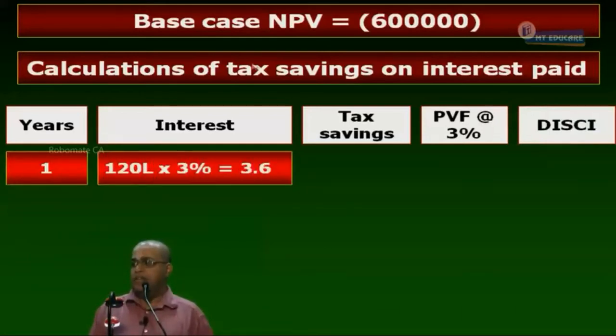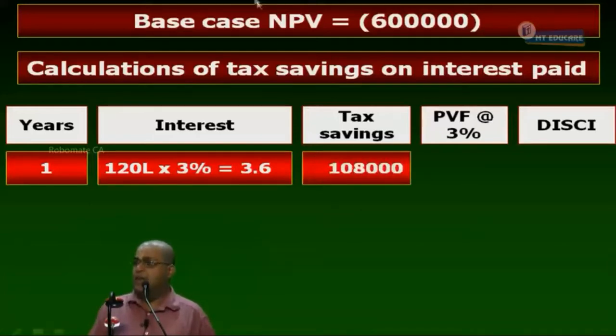how much is the loan amount? 120 lakhs. Now 12 million means what? 120 lakhs. You know how much percent interest? 3%, that is 3.6 lakhs. Yes or no? Now, on this, what is tax? 30%. What is 3.6 lakhs into 30%? It gives you 1,08,000. Respond yes or no? 3.6 lakhs into 30% gives you 1,08,000.